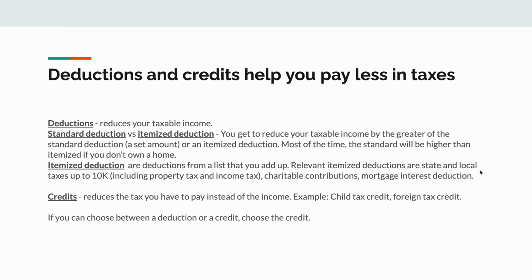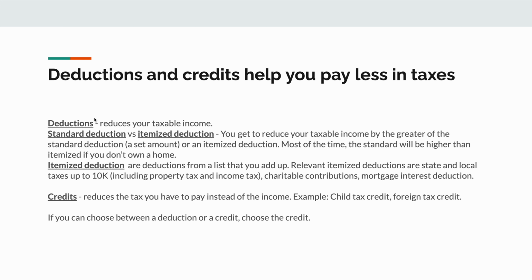It's things like state and local taxes, up to $10,000. This is a recent change in the 2017 tax code that is going to revert at the end of 2025. This includes property taxes and income taxes. Then there's things like charitable contributions, which is another itemized deduction that gets added to this list. And another big one is the mortgage interest deduction, which also gets added to this list.